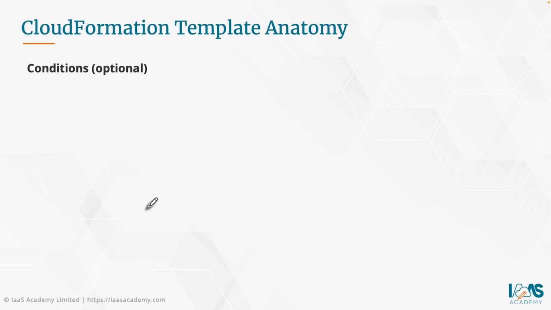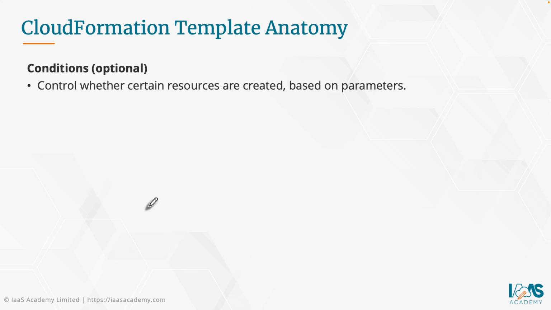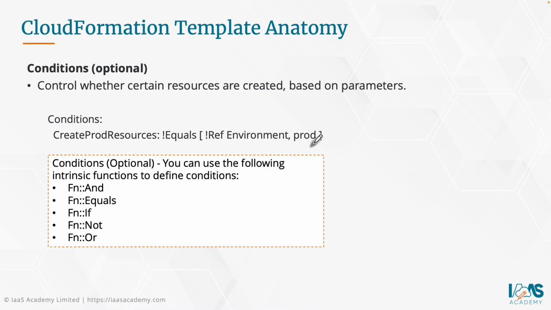Then we have conditions. This is yet another optional component, but it adds the capability to deploy solutions and infrastructure based on certain conditions being met. So control whether certain resources are created based on parameters. So based on the input values that the user provides, we can define whether a particular resource is created. So in this case, we're creating a prod resource if the environment that the user selects is prod, that kind of thing. Now, you can use various intrinsic functions to define your conditions, such as the And, Equals, If, Not, or Or statements.